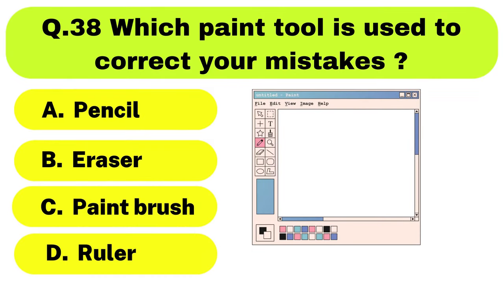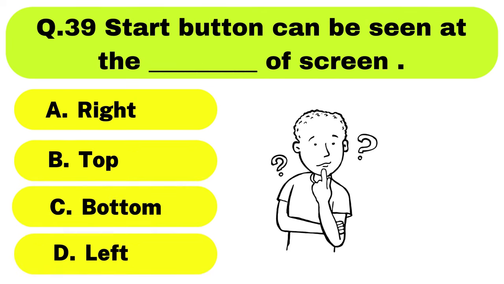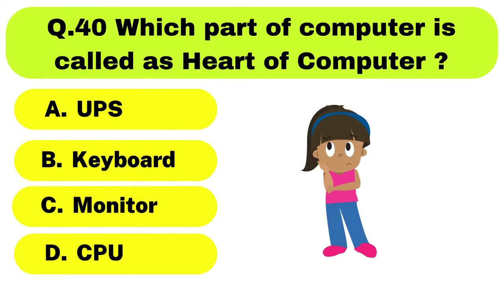Question number 38, which paint tool is used to correct your mistakes? The correct answer is option B, eraser. Question number 39, start button can be seen at the dash of screen. The correct answer is option C, bottom. Question number 40, which part of computer is called the heart of computer? The correct answer is option D, CPU.